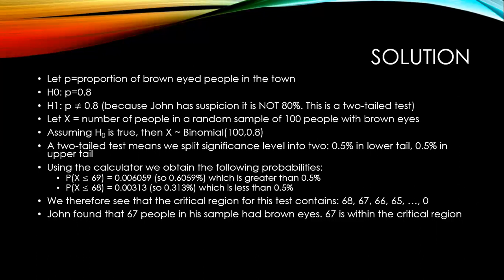John found that 67 people in the sample had brown eyes. Now, 67 people is in the critical region. 68 is in the critical region, 67, 66, 65, and so on. 67 is a number in the critical region, so it is in the rejection region. Therefore, 67 is too far away from 80. Remember, we expect to get 80 successes, but actually we got 67 successes when we collected our data. 67 is a little bit too far away.